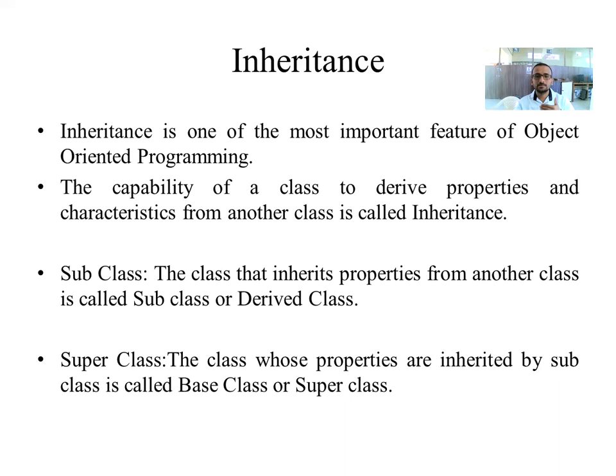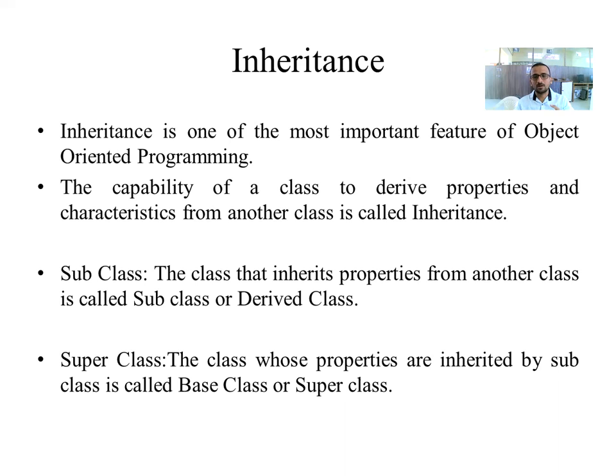We can also call class B a derived class because it is derived from class A. So this is nothing but the definition of a subclass. Then we have the superclass. The superclass is the class whose properties are going to be inherited by the subclass.